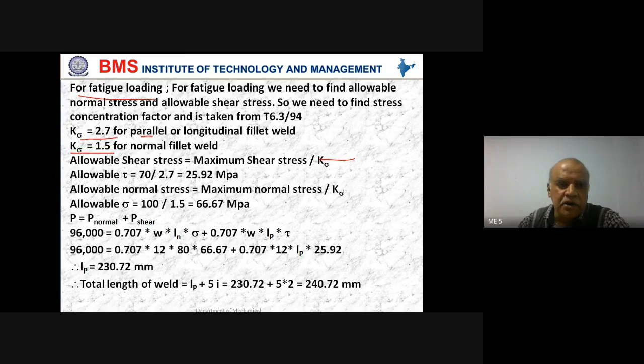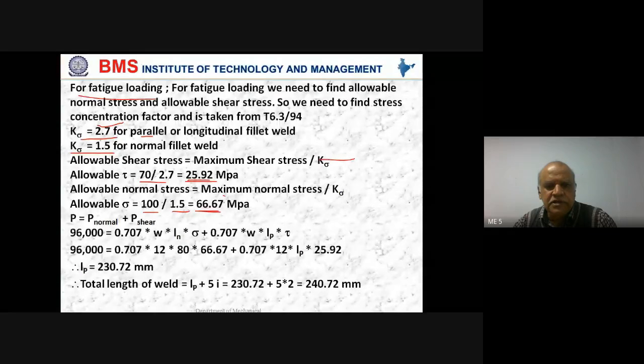So what will happen to allowable shear stress? With K sigma equal to 2.7, allowable shear stress becomes 70 by 2.7, so that will be 25.92 megapascal. And for K sigma equal to 1.5, the allowable normal stress becomes 66.67, because 100 divided by 1.5 will give you 66.67.